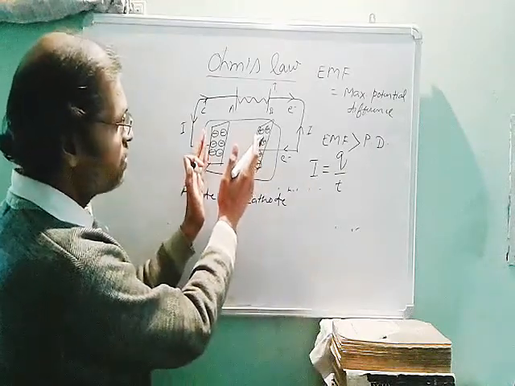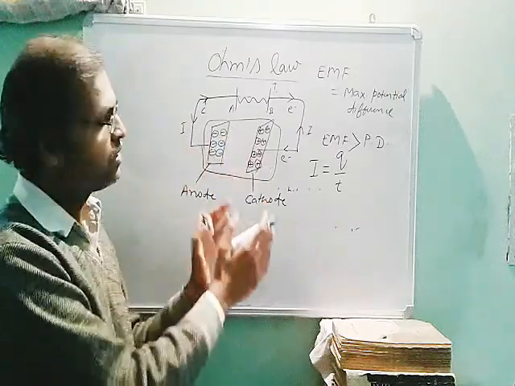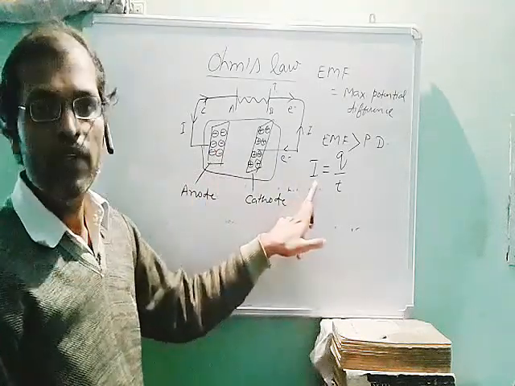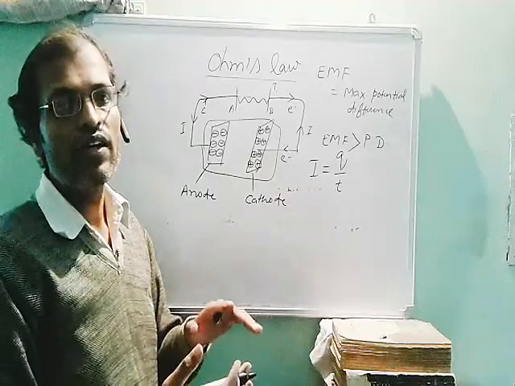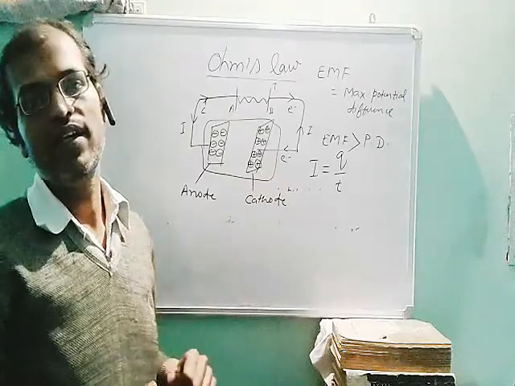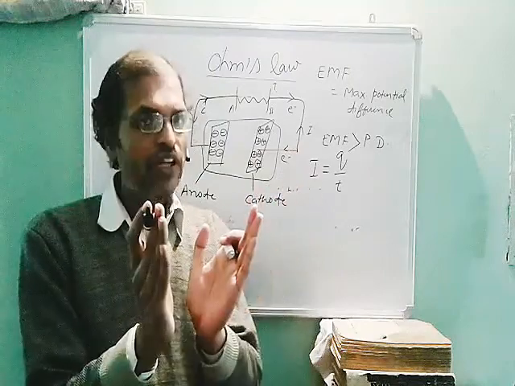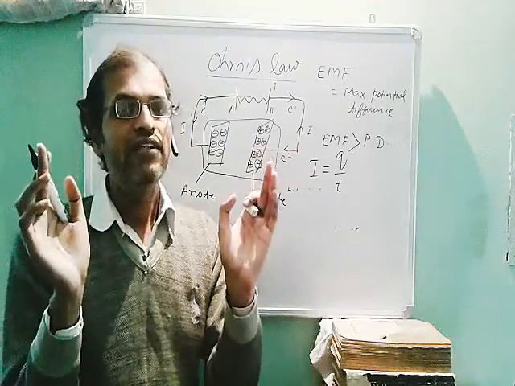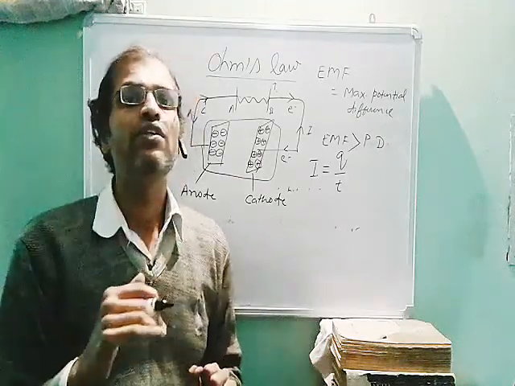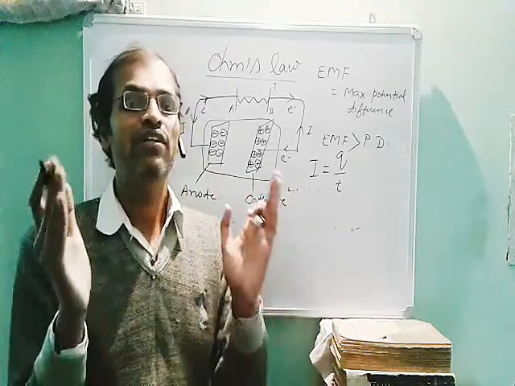So, what does it mean? Greater the difference between the positively charged plate and the negatively charged plate, greater the charge difference, greater will be the pulling force, and greater will be the current. This is what Ohm's statement is. Ohm has said that if you apply potential difference at two ends of a wire, then the current flowing through this wire will be directly proportional to the potential difference.